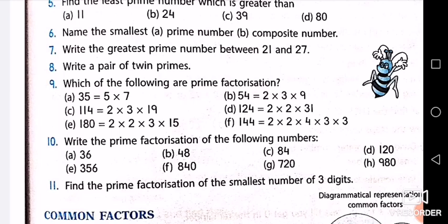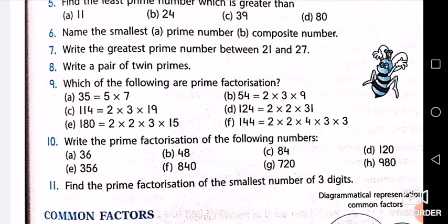Now come to D part, 124 is equal to 2 multiplied by 2 multiplied by 31. Now here all the factors are prime, 2 is a prime number and 31 is also a prime number. So we will say that yes, it is a prime factorization. See, in this 9th question you have to write only yes and no.